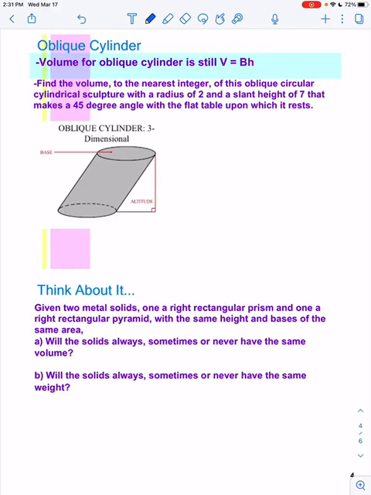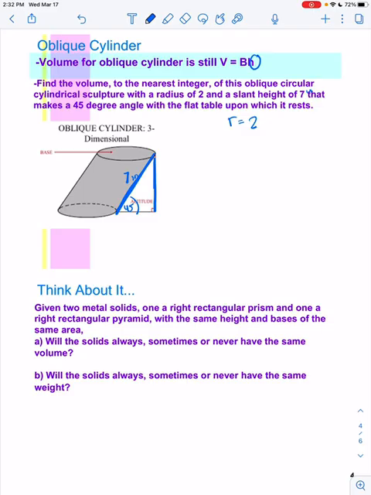So let's see. They told us the radius is 2 and the height is 7. See, they said slant height. So that's going to be a little bit different when they say slant height. So let's talk about that for a second. So slant height is this side here, okay? So that's what's 7. Really, it should have units. We'll say inches, right? 7 inches. So the slant height is 7. Obviously, to find the volume, I need the regular height, which is here. Okay? Now, they told us it makes a 45-degree angle with the flat table.